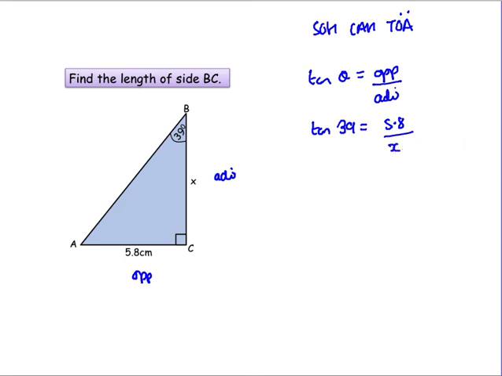So again, I don't know what the thing on the bottom of the fraction is, the x here, so I need to get it off the bottom of the fraction. To do that, I'm just going to multiply both sides by x, which will get rid of it from the right hand side and leave me with 5.8. And here I'm going to have x times by the tangent of 39. So now I just need to isolate x on its own by getting rid of the tangent of 39 from this side.